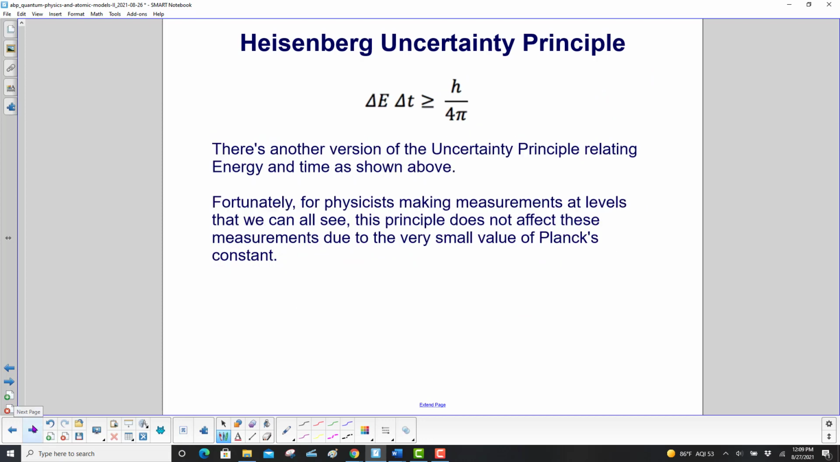There's another version of the uncertainty principle, which relates the uncertainty in energy and in time. Fortunately, for physicists making measurements at levels that we can all see, this principle does not affect those measurements due to the very small value of Planck's constant.